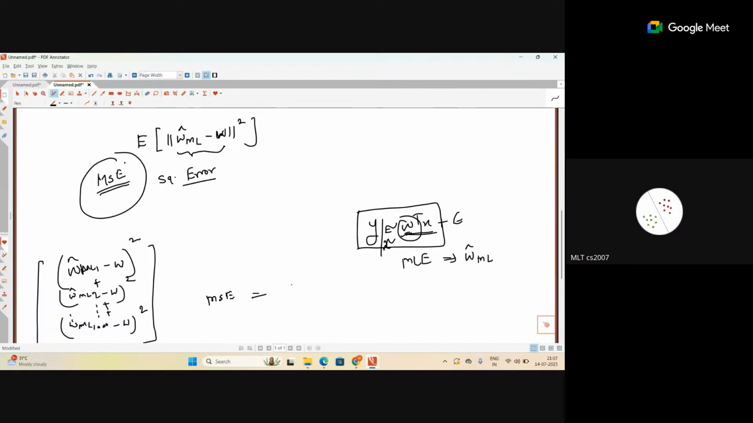It's the average of, like, (w hat ml1 minus w1) square plus (w hat ml2 minus w2) square, and so on. Why am I taking the square here? That way I get positive, positive, positive. All should be positive, right? Otherwise it is possible that I get 0, and then I'll say that there is no difference, so whatever w hat ml we have got is going to be the same. It's kind of like that.